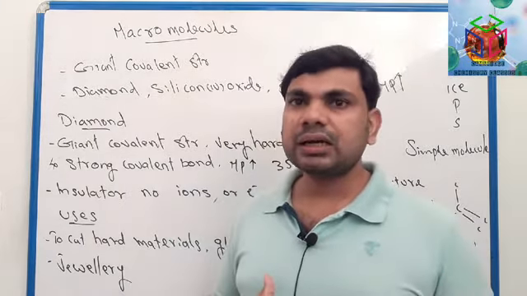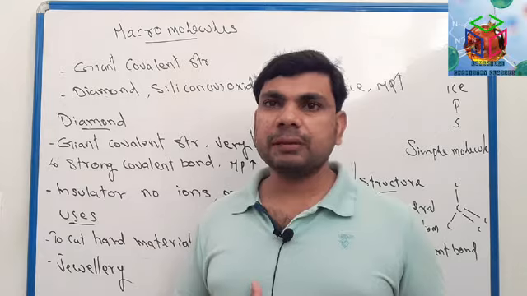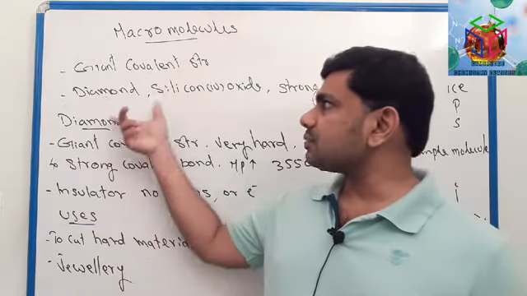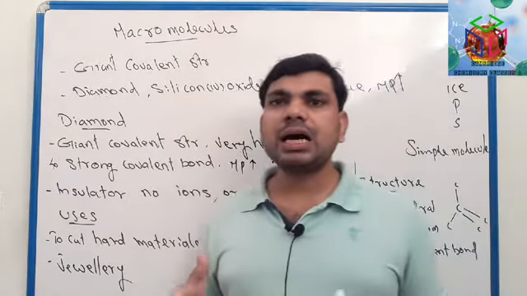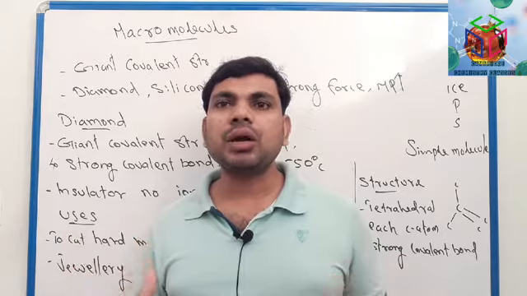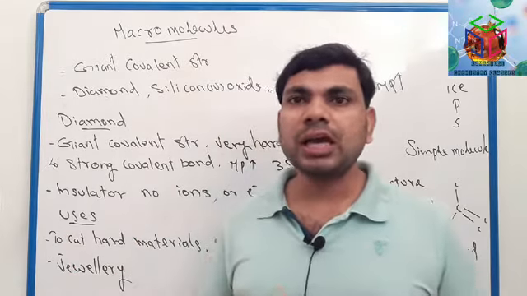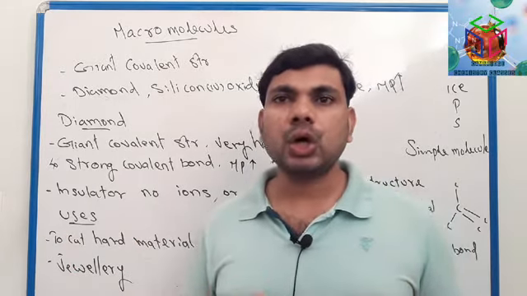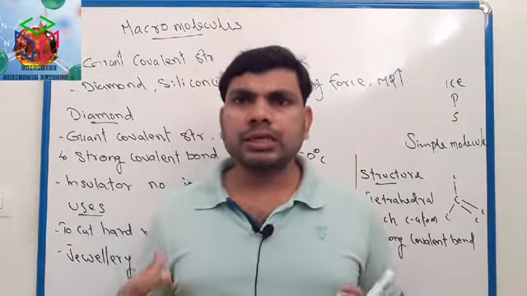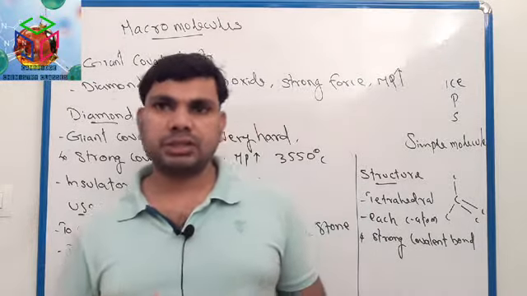Macromolecules: diamond, graphite, silicon oxide. These substances are macromolecules, and they are giant molecular solids. Clear? Okay, so let us study diamond here.